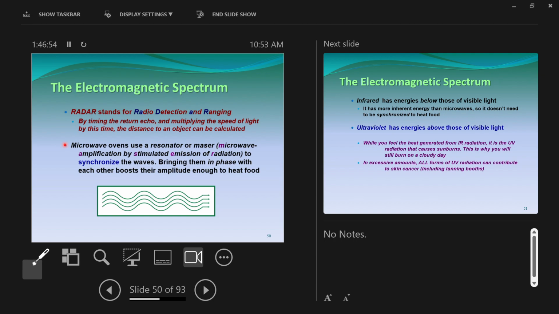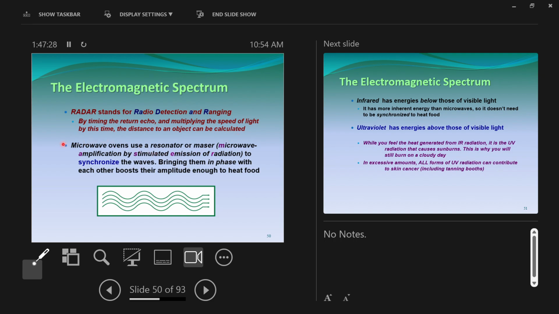Visible light might not travel through thick fog, or you're not going to use it in pitch black when the objects are 100 miles away, but you can send out radio waves through the pitch black and the fog, bounce them back, and see that. So by timing the return echo and multiplying by the speed of light, the distance to an object can be calculated. We know the speed. That's what's so cool about light: it's always got a constant speed, so we don't have to factor that in. It's just part of the deal. It's a constant for us.